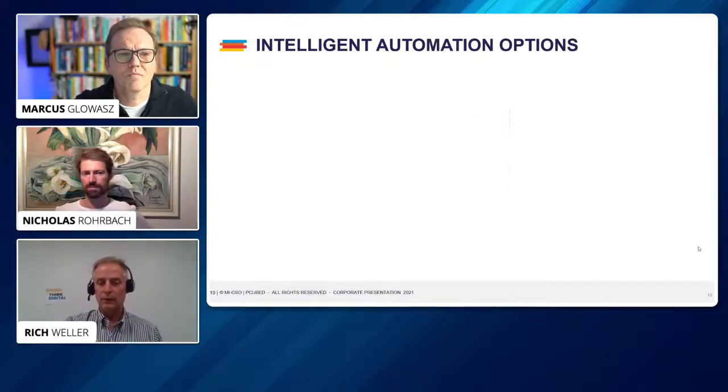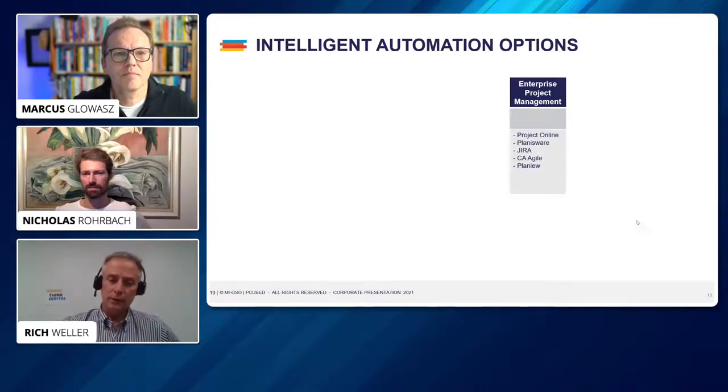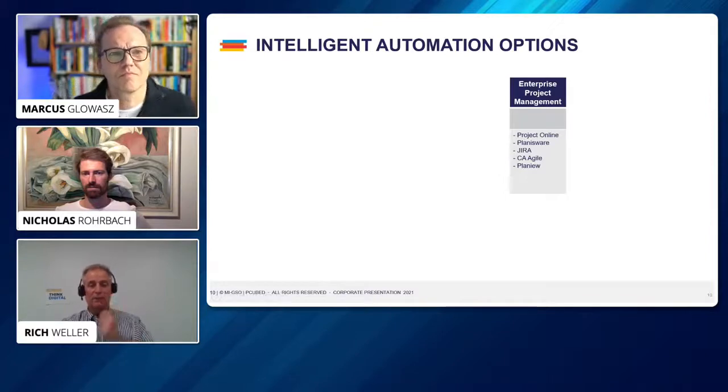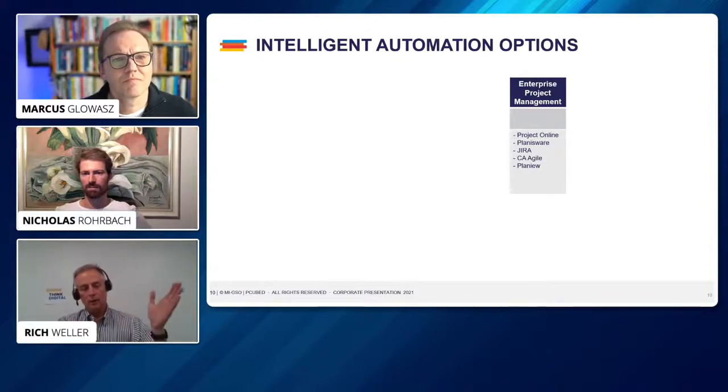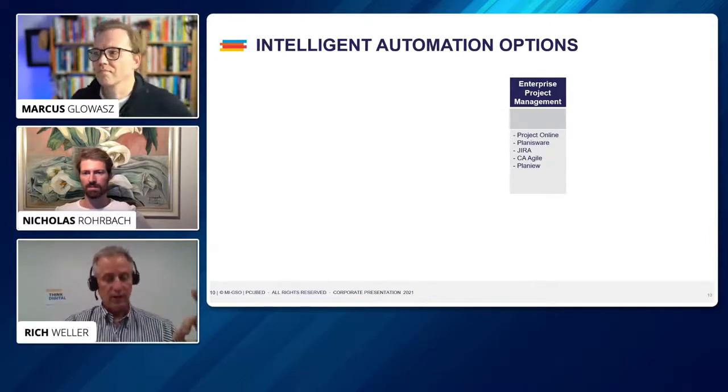So the first one I'll start with here is our enterprise project management solutions. Project Online I referenced already. You can do that resource forecasting in Project Online, but there's also Planisware, Jira, CA Agile, PlanView. This is the first piece that I'll lay into this complexity model. But then I go clear back to the left side. And when I say it's a complexity model, the things on this become more complex, more expensive, and harder to do as you move left to right.